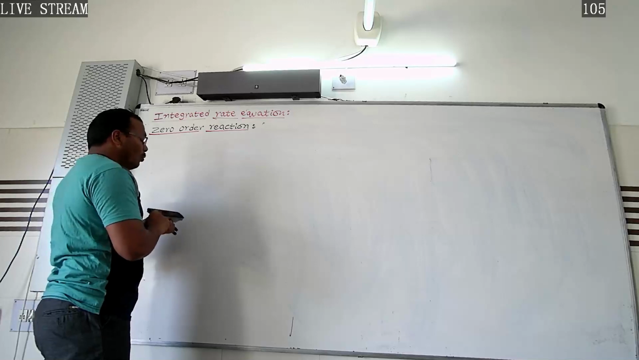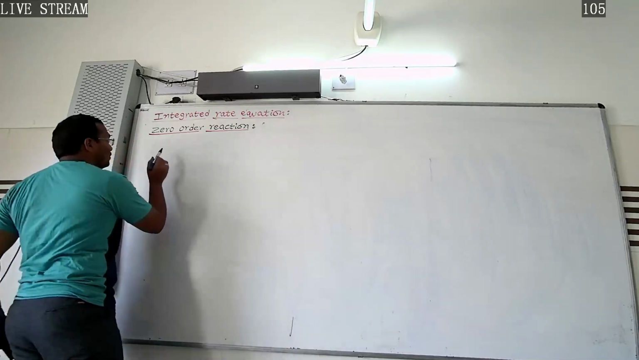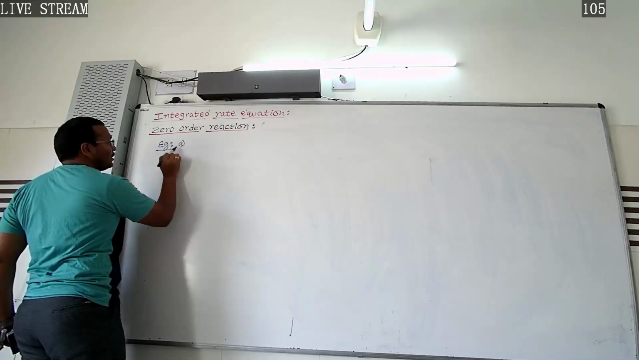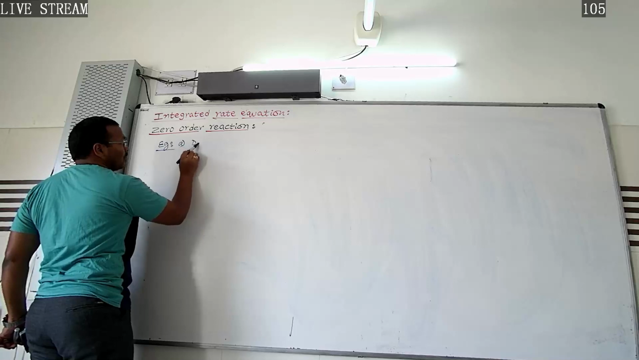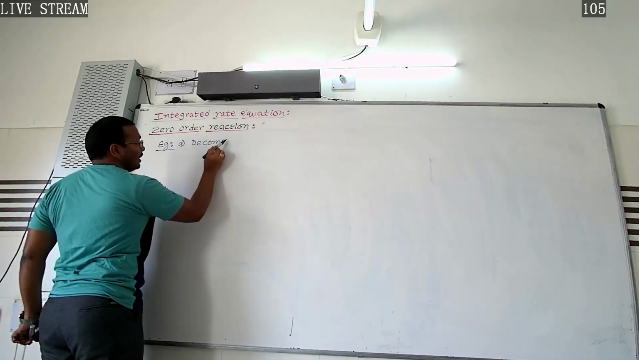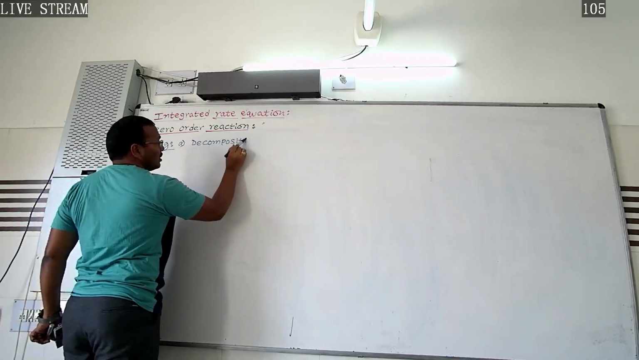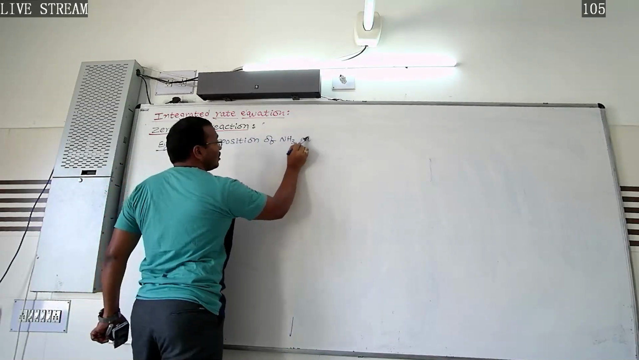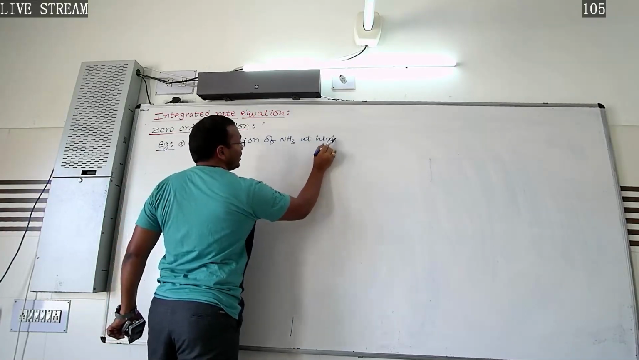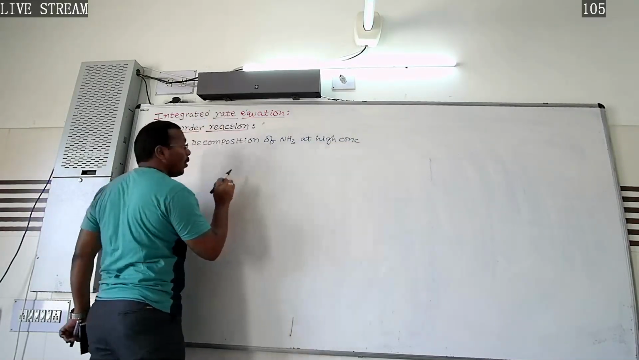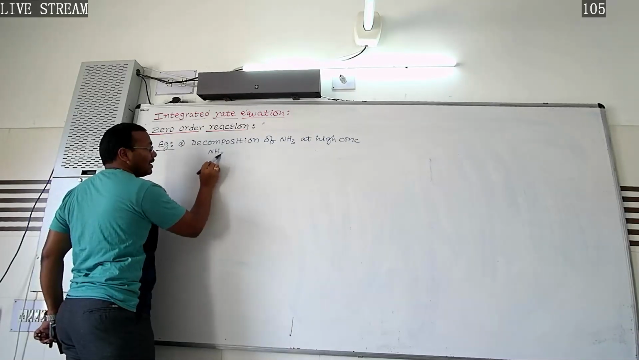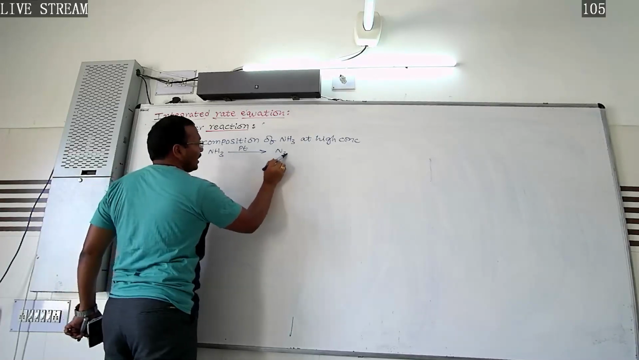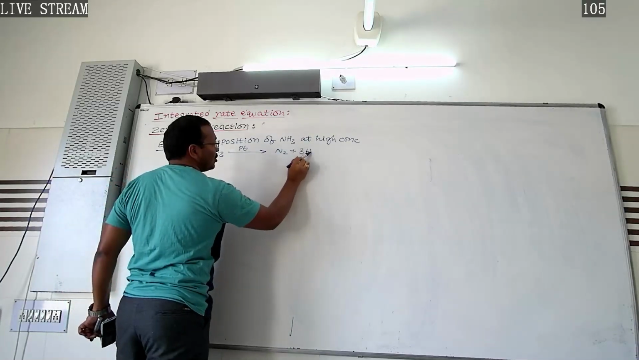Point number 1: what are the examples for zero order reaction? Point 1, decomposition of ammonia NH3 at high concentration, not at low concentration, on the surface of platinum. It gives N2 plus 3H2.